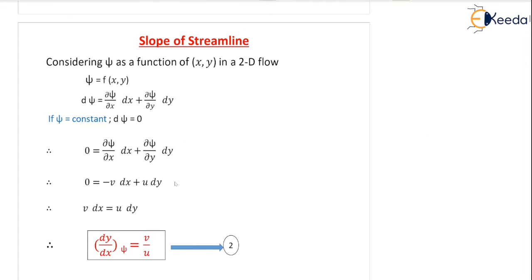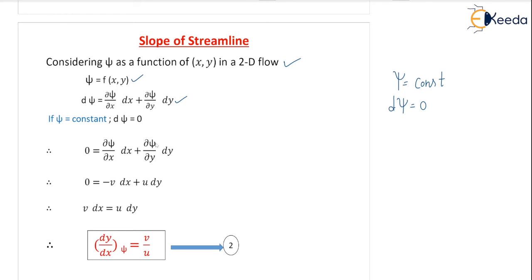Slope of a streamline. Considering psi as a function of x and y for a two-dimensional flow, psi can be written as a function f of x and y. Similarly, d psi equals dou psi by dou x into dx plus dou psi by dou y into dy. Everything is the same as we did in the last case. For a streamline, psi is constant. If psi is constant, what is the value of d psi? d psi will be equal to 0. Same thing substituted here: the value of d psi equals 0.